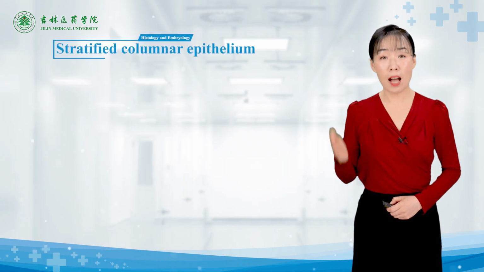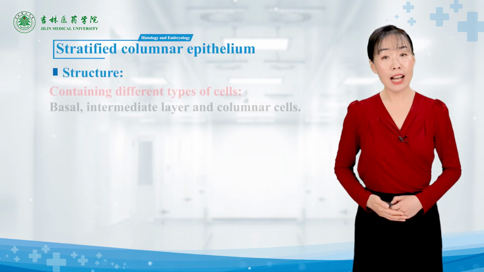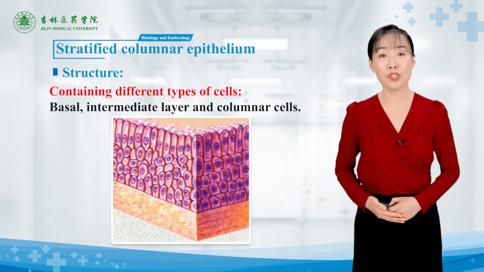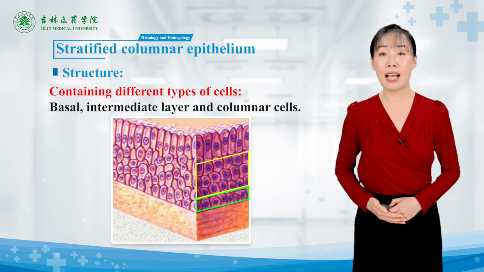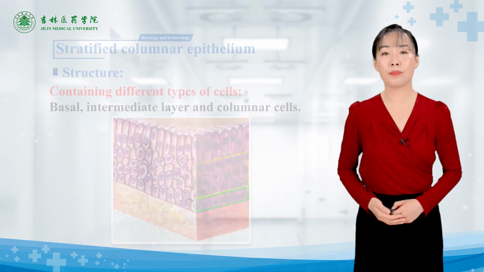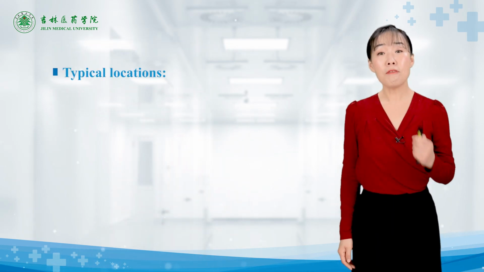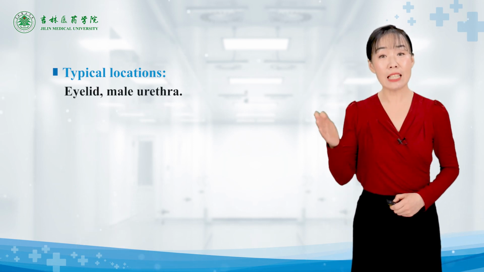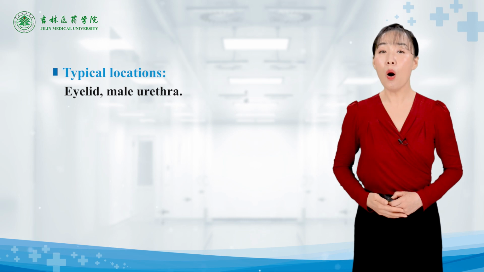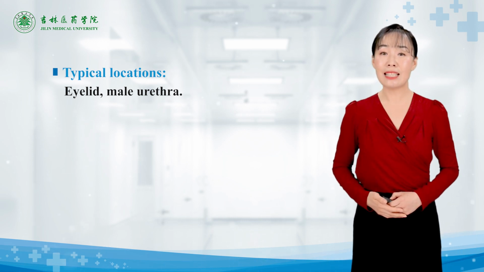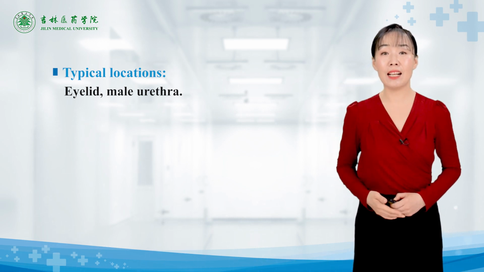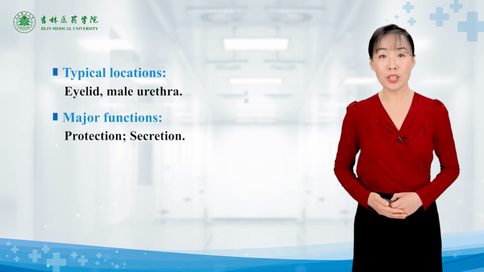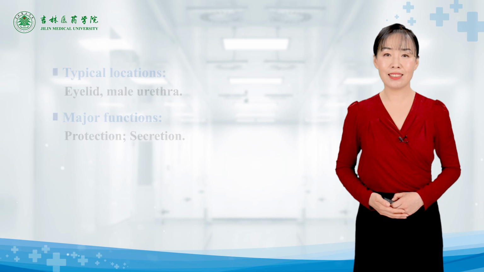The second type, stratified columnar epithelium. It is composed of basal, intermediate layer, and columnar cells. Stratified columnar epithelium is rare. It is present in the human body only in small areas, such as the eyelid and male urethra. Main functions include protection and secretion.